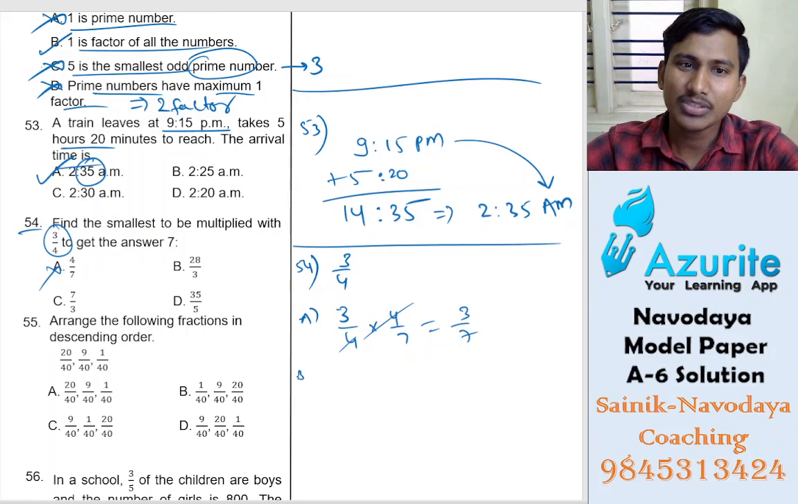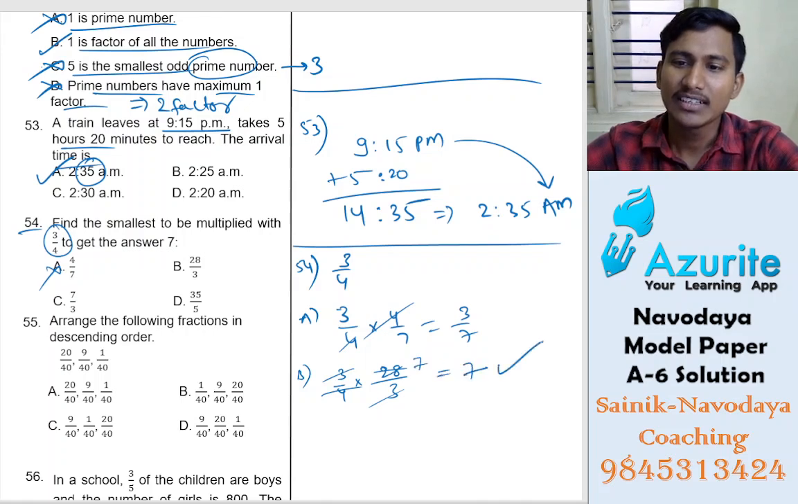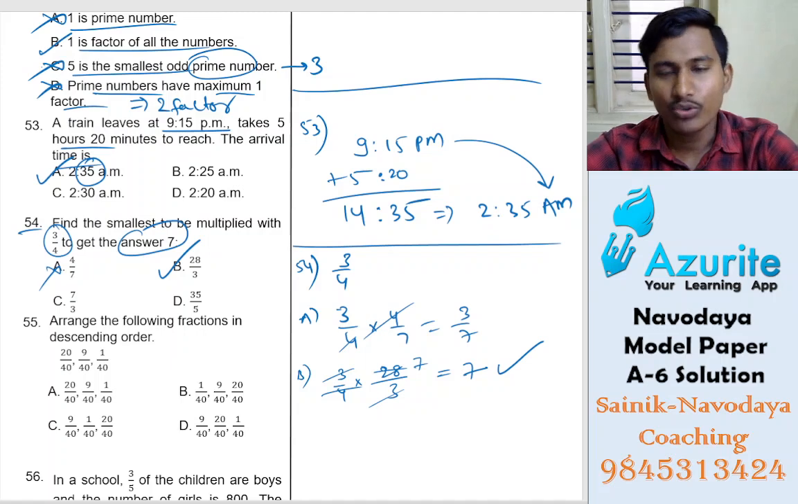Now if you go with option B, 3 by 4 into 28 by 3. So this 3 cancels. Now 4 sevens are 28. You will get 7 as the answer. That is the answer, option B. Here answer should be 7, right? Option B is the answer here, right? Yes, sir. Go with options.